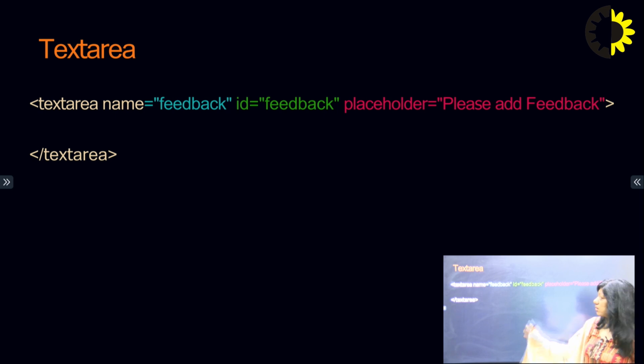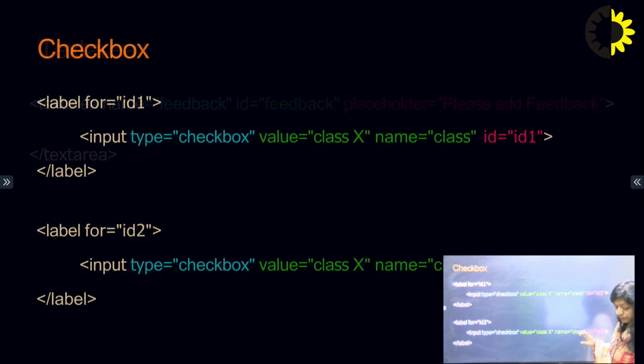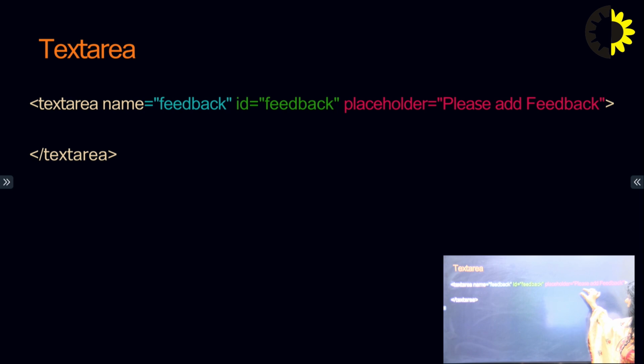So in placeholder I can write anything which I want to type, and if we want to set the height and width of the text area as per my own choice, we can do the same.